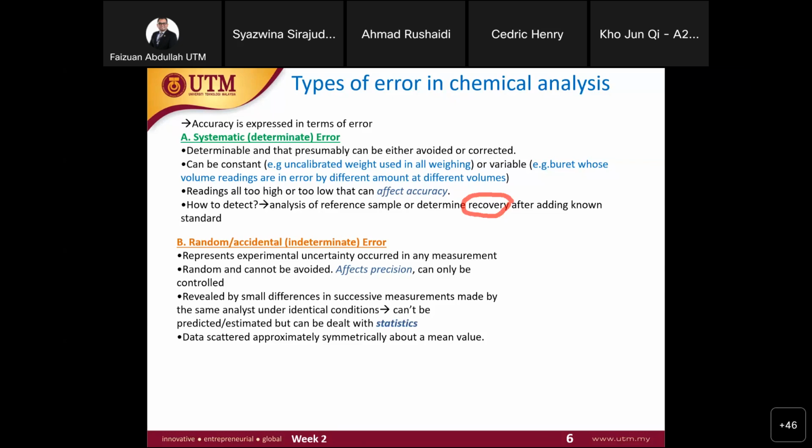Stop annotate. Oh, sorry, what's this? You can see my mouse. Where is my cursor?